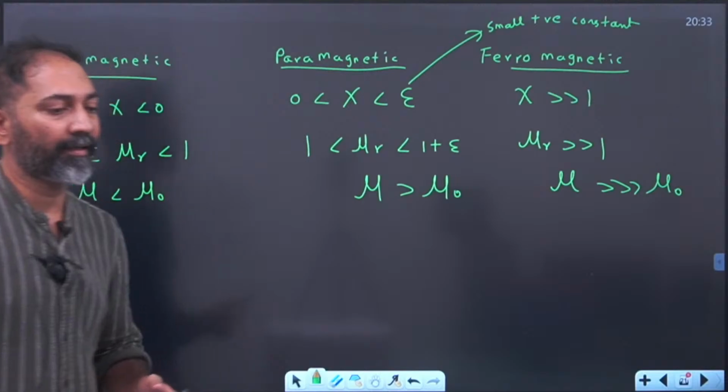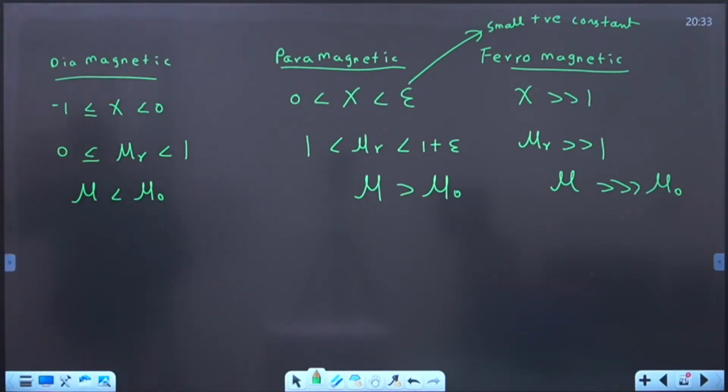I hope it is clear. This table is very important. You should expect questions from this table based on its values. It's very important. Any doubt in these values?